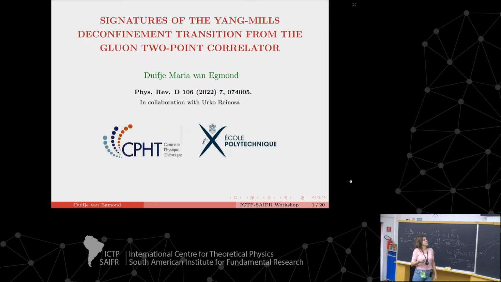of this workshop. So I would like to talk about the work that we published just last week, that I did together with Urko Reinosa, which is Signatures of the Yang-Mills deconfinement transition from the gluon two-point correlator.